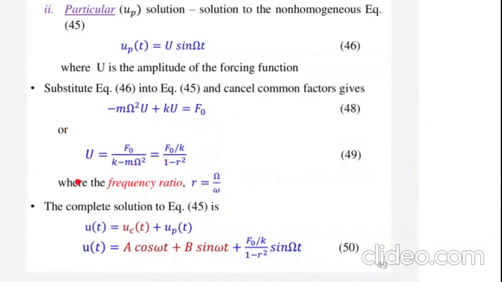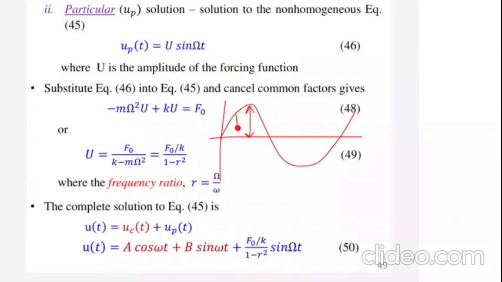So what you are going to have is the amplitude of the forcing function, right? Remember our forcing function, the one I talked about, the machine which is out of balance. So we are talking of the amplitude, which we give capital U. It's given by F naught over k, in this equation 49. If you look at this part, F naught over k is what we call the static deflection.